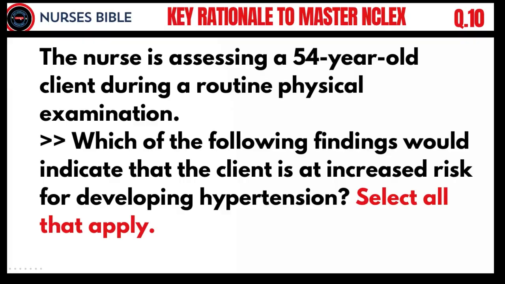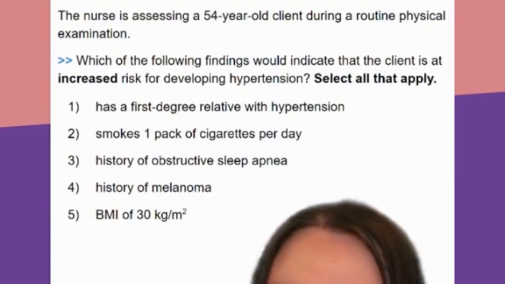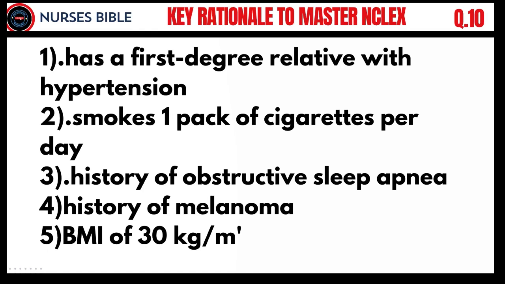The nurse is assessing a 54-year-old client during a routine physical examination. Which of the following findings would indicate that the client is at increased risk for developing hypertension? Select all that apply. So we are going to have more than one correct option here. So option 1, having a first-degree relative with hypertension. This is going to be a risk factor.